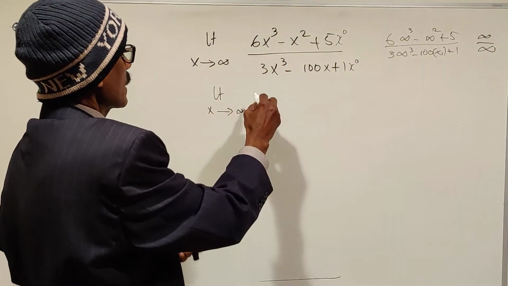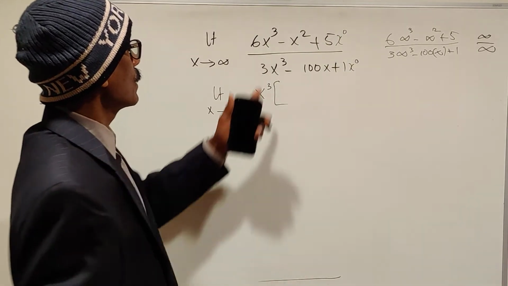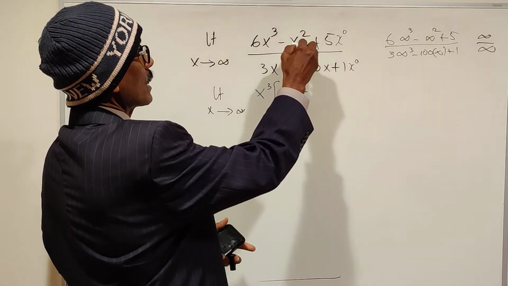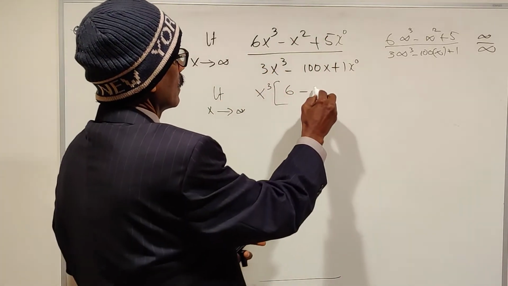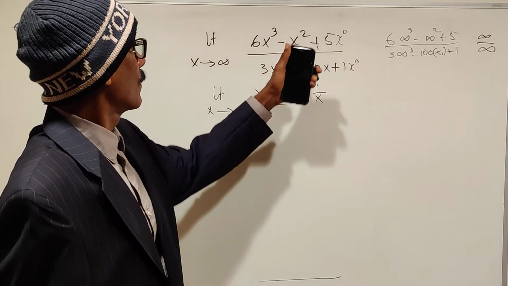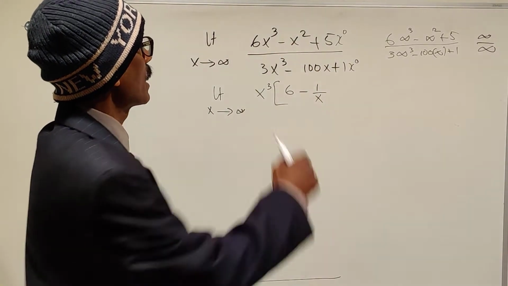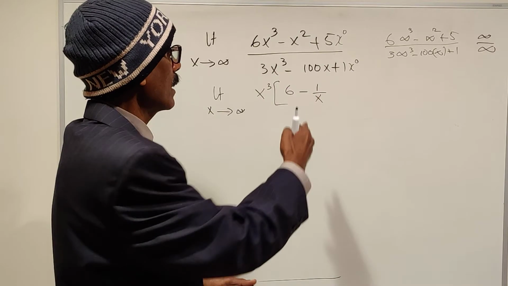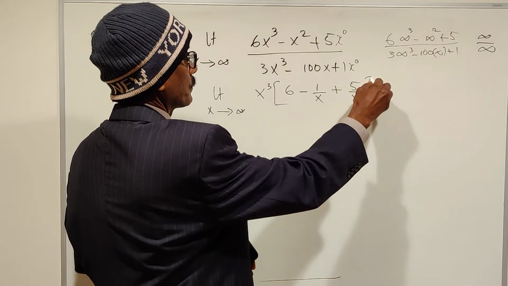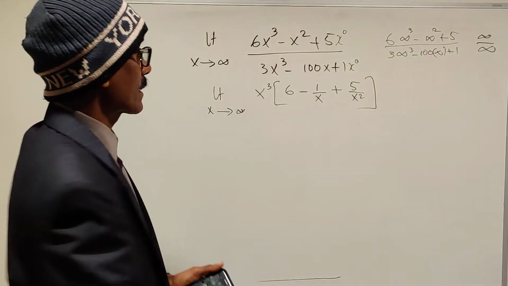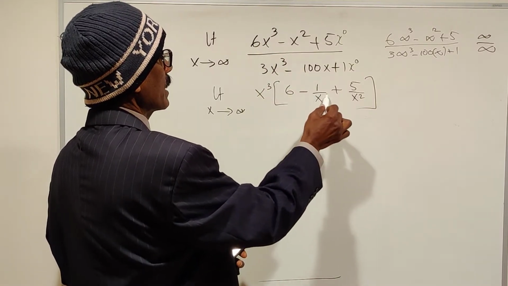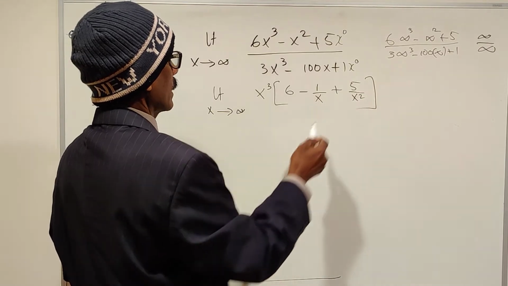See, when you take out x cube, what is the leftover here? 6. Minus, when you take out x cube from x square, you get 1 by x. This is important. Plus 5 divided by x cube. You understand this? When you take out x cube, the leftover is 6 minus 1 by x plus 5 divided by x cube.